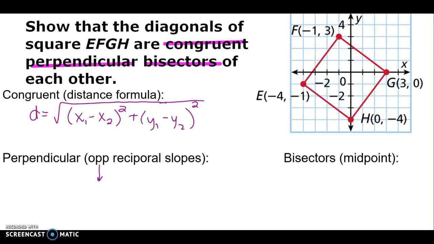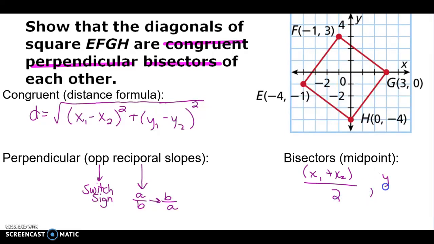Like, let's say the slope of one line is 1/2. Rise over run, 1/2. What is the opposite reciprocal of 1 over 2? 2 over 1, and you have to change the sign. So it'd be negative 2 over 1, or just negative 2, right? What's the opposite reciprocal of negative 4/3? Positive 3/4. Good job. So if you can show me that the diagonals have opposite reciprocal slopes, then they are perpendicular. And lastly, if they are bisectors, that means they cut each other in half at the same point.